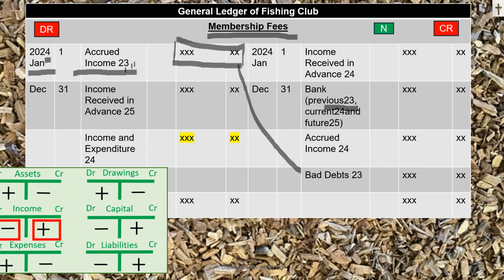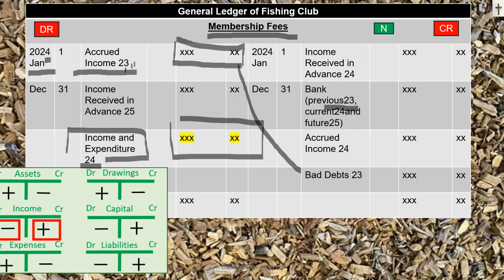The purpose of this membership fees account is to calculate the income earned for the current year, which is 2024 in this example. We want to know exactly what the income is that has been earned from membership fees for the current year. We only want the current year income earned, because that's going to be closed off to an account called income and expenditure, where the surplus or deficit is calculated.